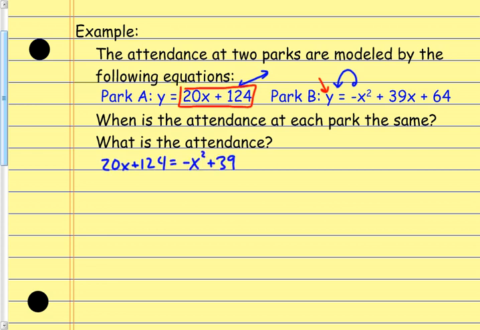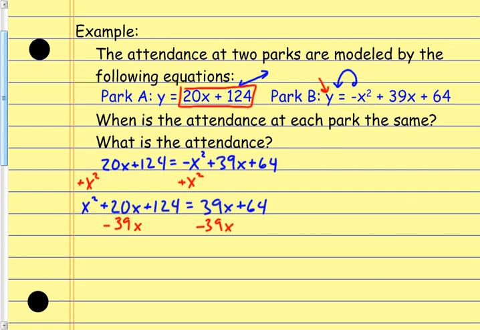And now from here, I can either subtract the 20x and then subtract the 124, or I can take this trinomial and bring it to the other side. And that's actually what I'm going to do here, just because I want to take care of this negative out front first, because I don't want to deal with a negative in front of my x squared. So that's x squared plus 20x plus 124. I'm also going to bring the 39x over, so I'm going to subtract that from each side. You can probably handle doing this in one step, but I'm going to break it down into multiple steps just so it's nice and crystal clear what I'm doing here.